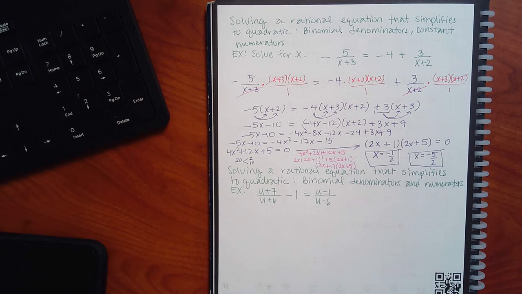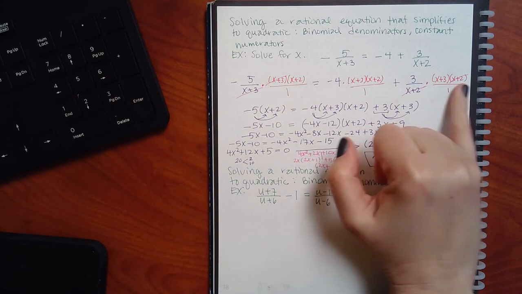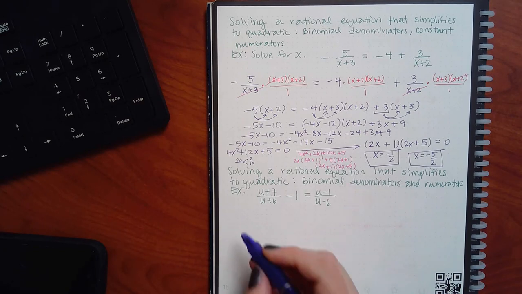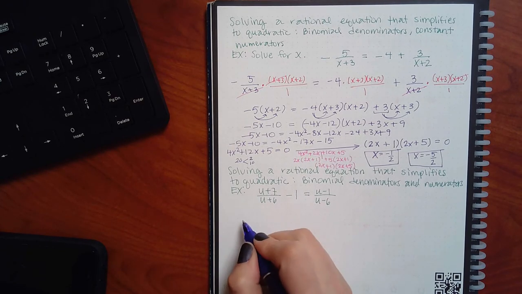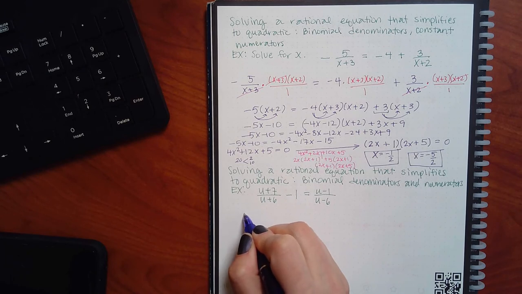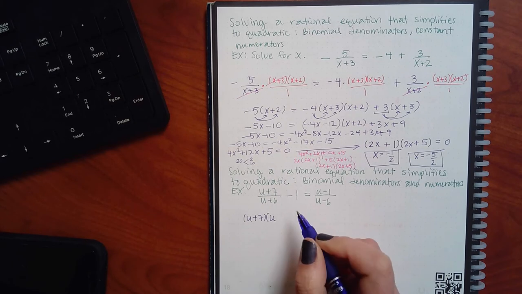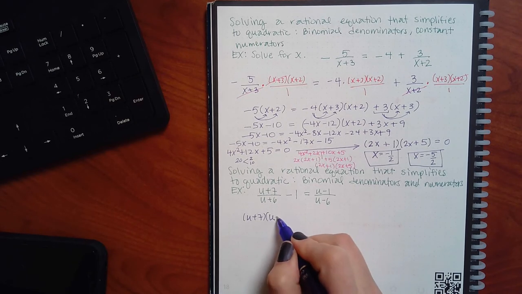Now here, this one also is going to simplify to a quadratic somehow. Oh, I see how. What is the common denominator here, though? U plus 6 and U minus 6. Okay, now let's see if we can do the visual part, this part, without having to write it down. Okay? So if you put U plus 6, U minus 6, that U plus 6 is going to cancel out, and at the top, you should have U plus 7 and U minus 6.